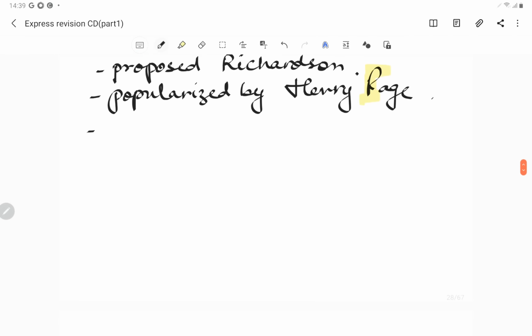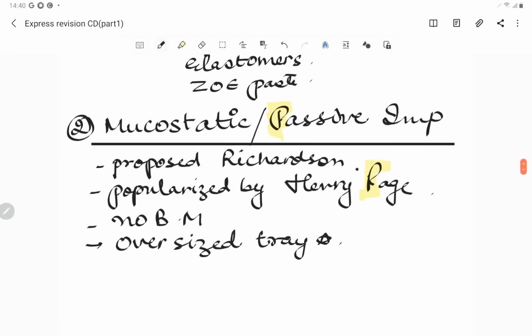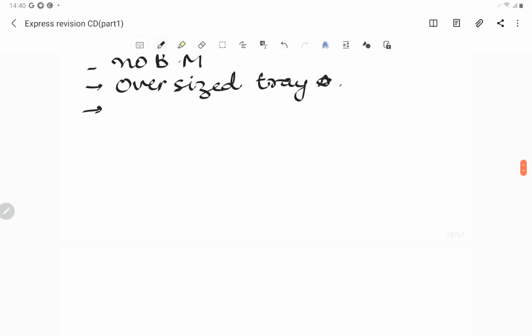Then there is no border molding required for mucostatic, because we are not putting pressure. Since we are not putting pressure, an oversized tray is used. So oversized tray is used, right. Then the impression is taken in the relaxed state.